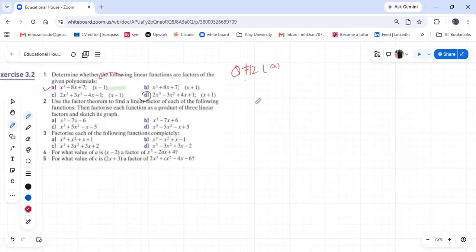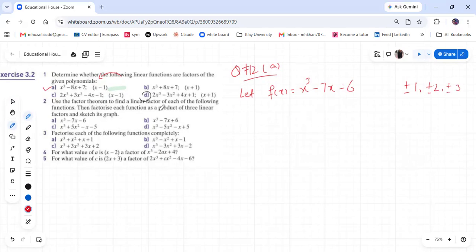Our function is, let f of x be equal to x cubed minus 7x minus 6. So here we are checking random points. We are picking plus minus 1, plus minus 2, plus minus 3, until we get an answer equal to 0.